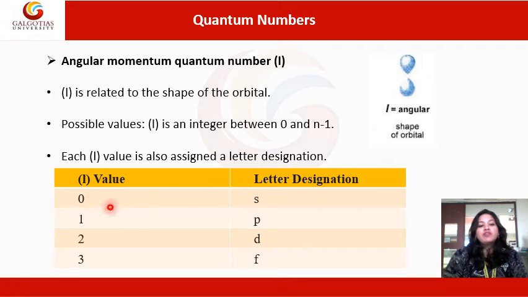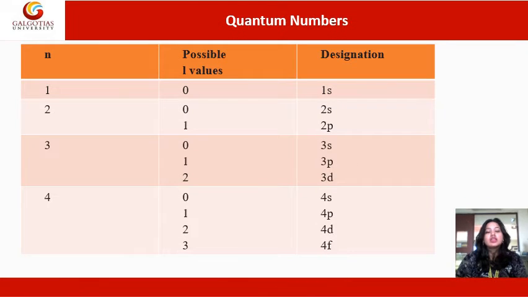When the value of L is 1, then the letter designation is p. Similarly, when the value of L is 2, the letter designation is d. And if the value of L is 3, the letter designation is f. This table describes the possible values of L and designation for a particular n value.